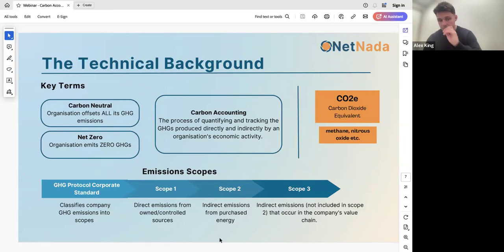And what they broke down emissions into are 3 categories: scope 1, scope 2, and scope 3, which we're going to touch on in a second. And it can be a little bit difficult sometimes to wrap your head around it.